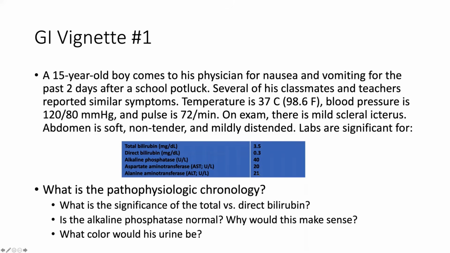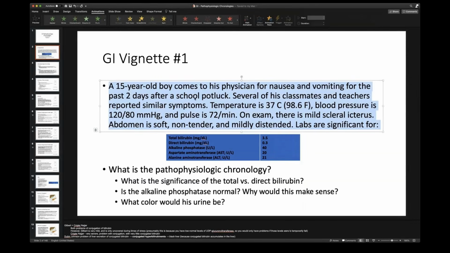What is the pathophysiological chronology? What is the significance of the total versus the direct bilirubin? Is the alkaline phosphatase normal? And why would that make sense? And what color would his urine be? So I'm going to put this in the Google Doc, and then I will have you guys do that.